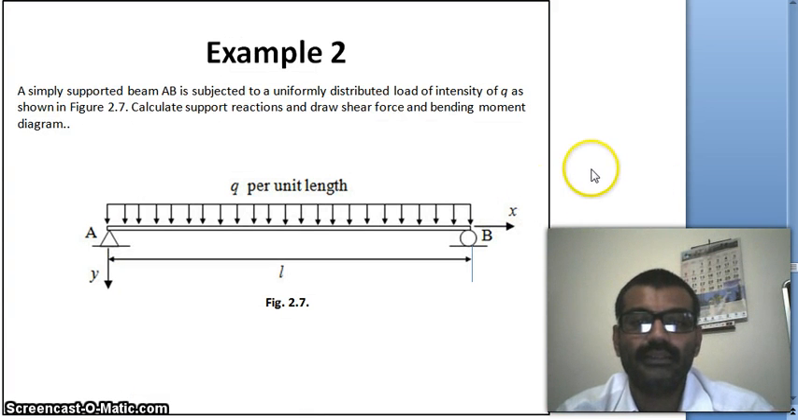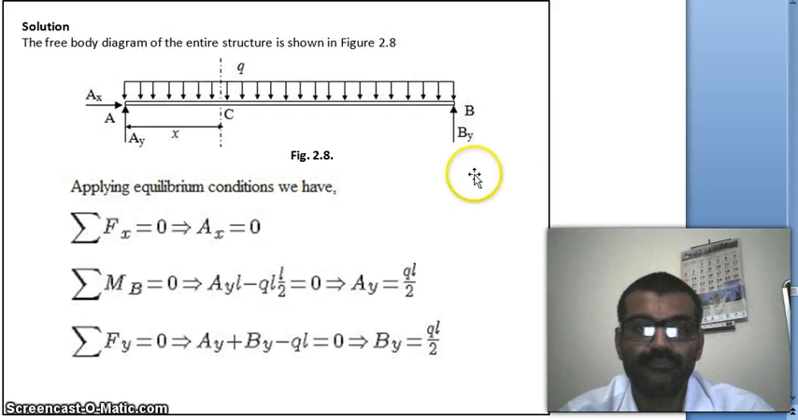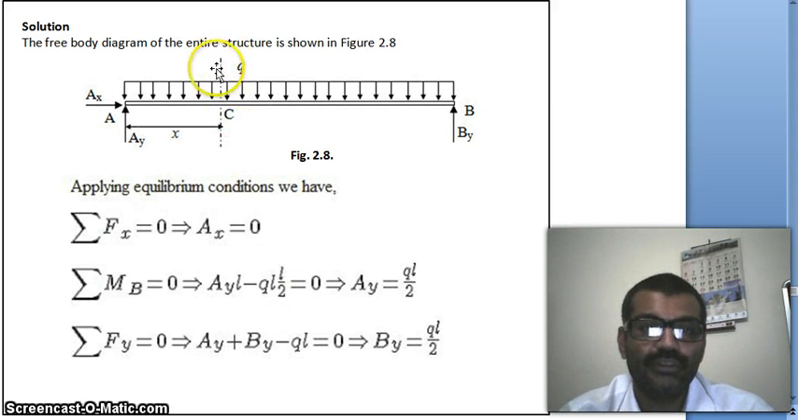Let me take another example of the AB beam. A is a pin joint and B is a roller support, and your beam AB is subjected to a uniformly distributed load, that is q per meter length, per unit length, and the span is suppose L meter. So let me take the cross section over here, at a distance of x from A, and we get the point C.